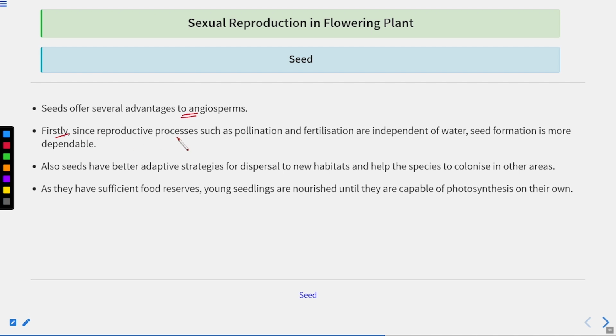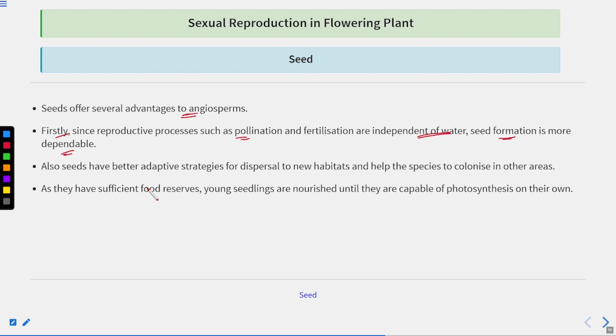First, since the reproductive processes such as the pollination and the fertilization are independent of water, seed formation is more dependable. Okay, so what happens in the angiosperms? The pollination as well as the fertilization, okay, these are independent of the water. They don't require water for transferring the pollen grains from the anther to the stigma. Okay, so if the water is required for pollination, then that type of pollination is known as the hydrophily. Here water is required.